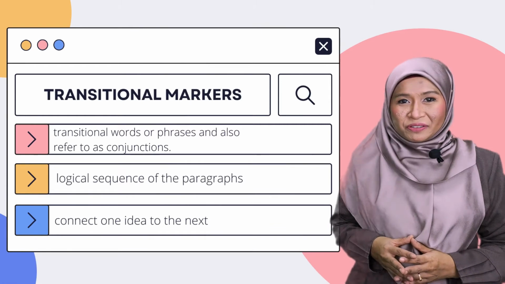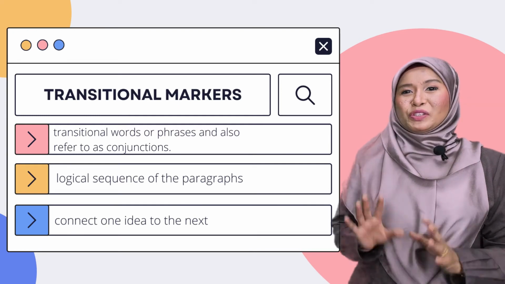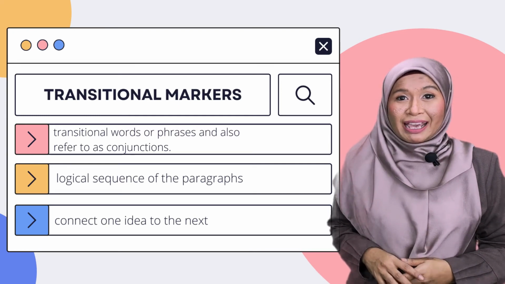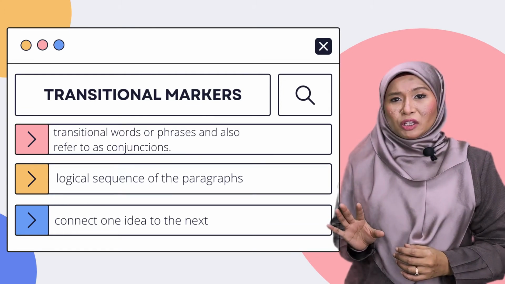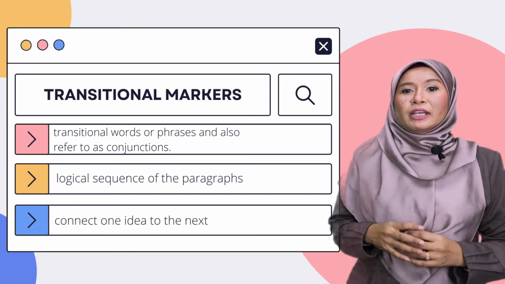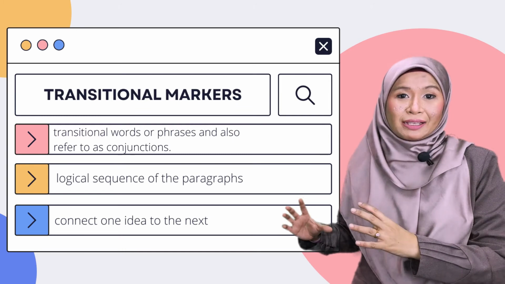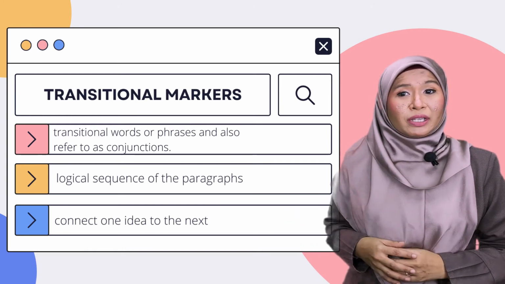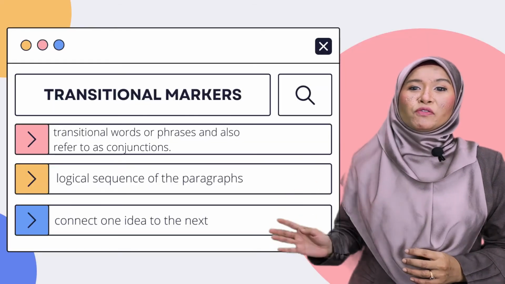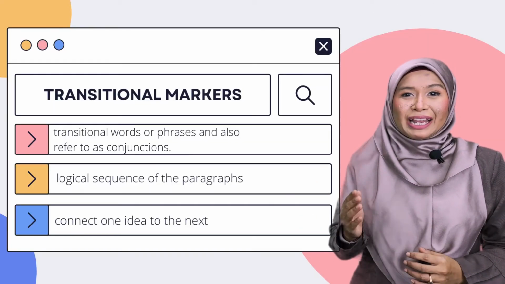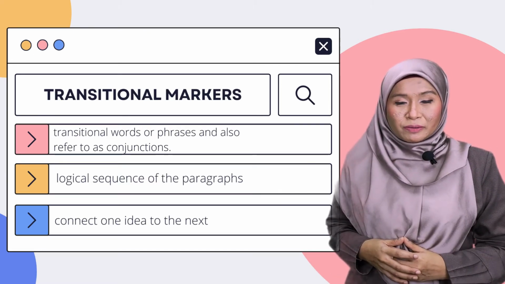Another type of cohesive device is transitional words or phrases. They are also referred to as conjunctions and sometimes as transition words. They allow you to see the logical sequence of a paragraph. Transitional words and phrases in a reading text connect one idea to the next. There is more than one way to connect ideas. Thus, there are many types of transitional phrases to show a variety of relationships. Now, let's look at some transitional words that are commonly used.